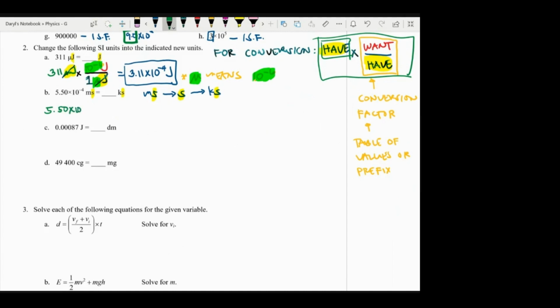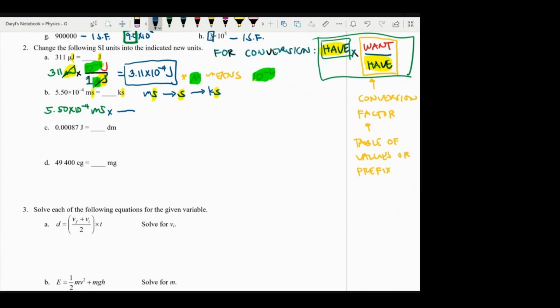5.50 times 10 to the power of negative 4. Again, my starting unit is millisecond. But you can see in my path, I need to convert this one first to second because I don't know the direct conversion from millisecond to kilosecond. Okay. So again, from my conversion factor, I will write.